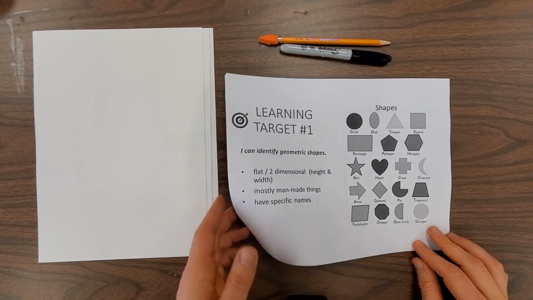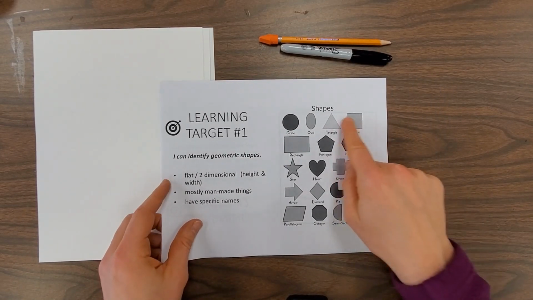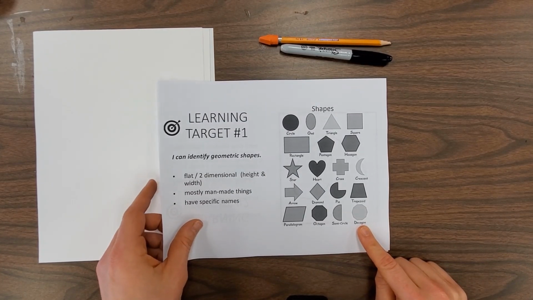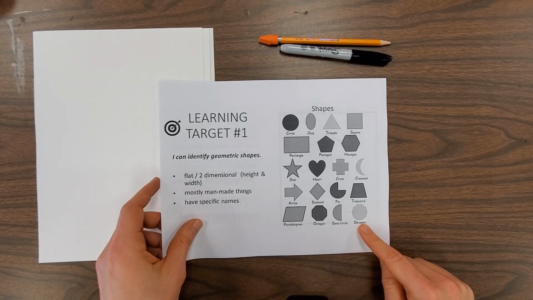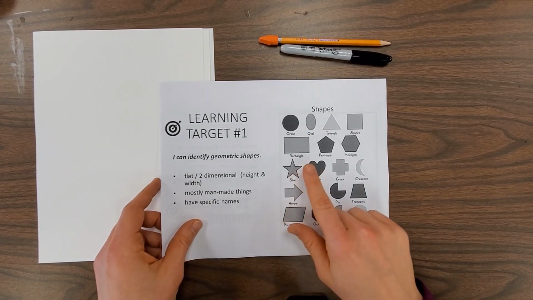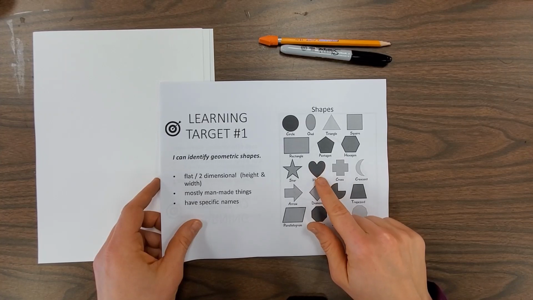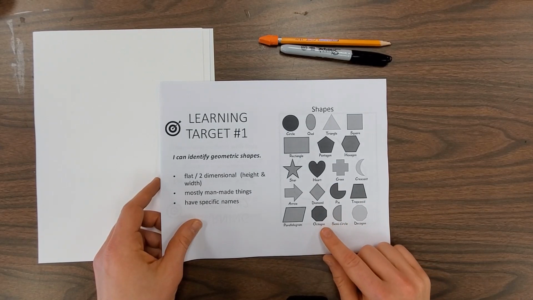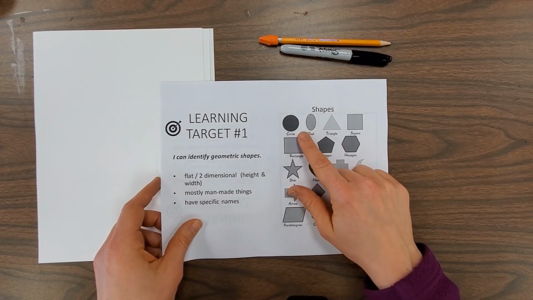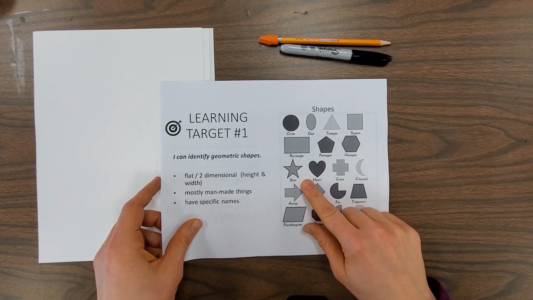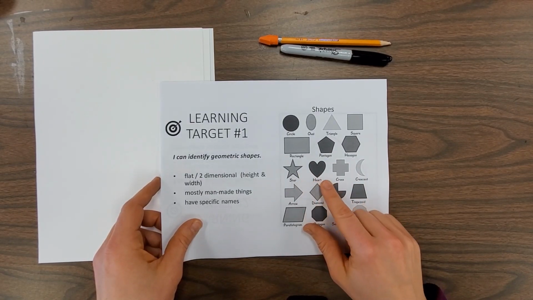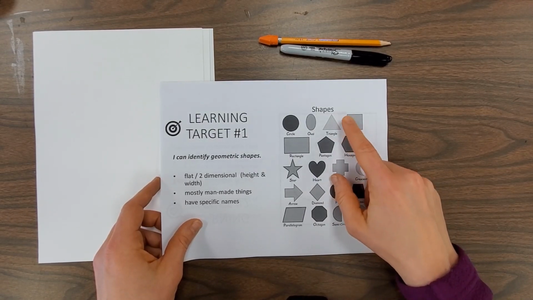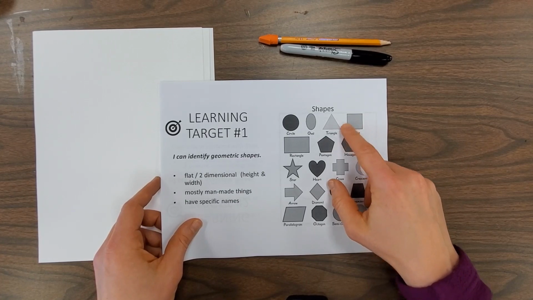So, we're going to be looking at geometric shapes, and you are going to choose one of these shapes for your coloring page. Now, there's lots of different geometric shapes. They are all flat. They are two-dimensional. They're mostly man-made, and they have specific names. A circle is always going to be called a circle, and a star will always be a star, and a heart will always be a heart. We know a square is a square because it has 4 sides and they are all the same length.